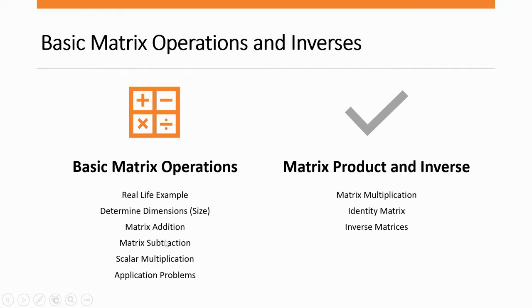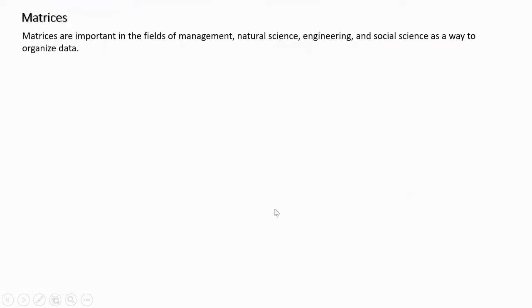I'll cover determining the dimension size of a matrix, matrix addition, matrix subtraction, scalar multiplication, and how we can use them in real life applications. Then for the matrix product and inverses, I'm going to cover matrix multiplication, the identity matrix, and inverse matrices. All this information is a lot, but I try to get the most important things in the 50 minutes that I have. Matrices are important in management, natural sciences, engineering, and social sciences as a way to organize data. Companies use matrices on a daily basis to organize data.